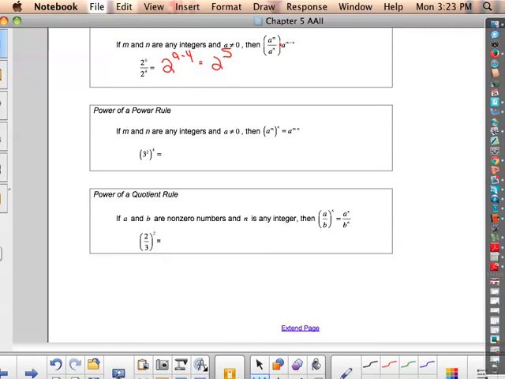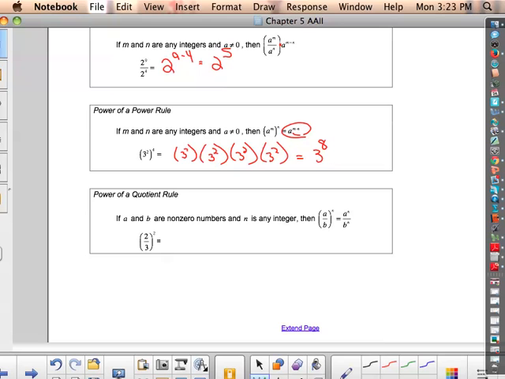Power of a power rule: if m and n are any integer and a is not equal to 0, then a to the m raised to the n is equal to a to the m times n. So I'm multiplying those exponents, because that looks like 3 squared times 3 squared times 3 squared times 3 squared. So that's going to give me 3 to the 8. So I'll multiply in the power rule.